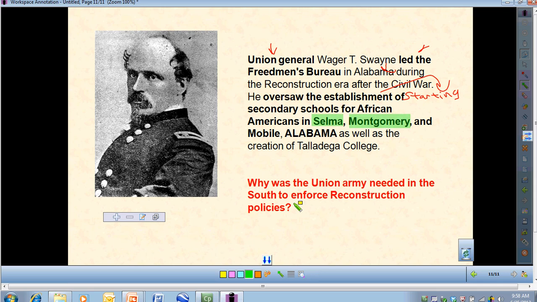In any case, why was the Union Army needed in the South to enforce, as in make sure the Southern people paid attention to all those Reconstruction policies like the Freedmen's Bureau and giving African Americans the right to vote and other ones that we'll get into? But why was the Union Army? Now, I'm not going to answer that right now, but it's one of the things I do want you to think about.